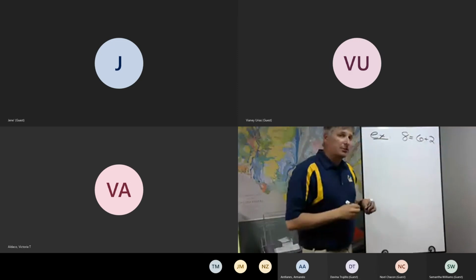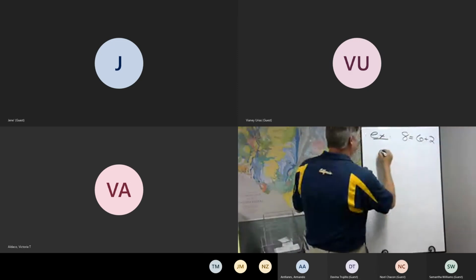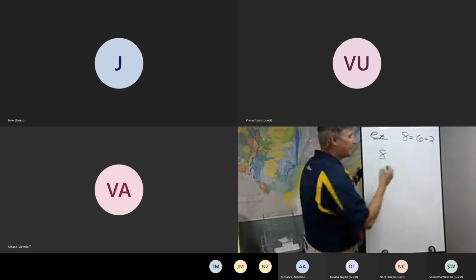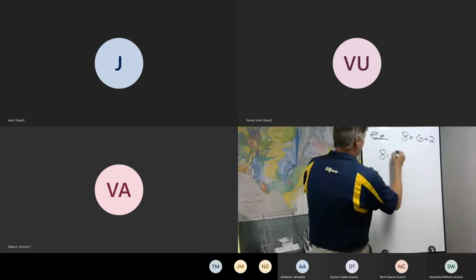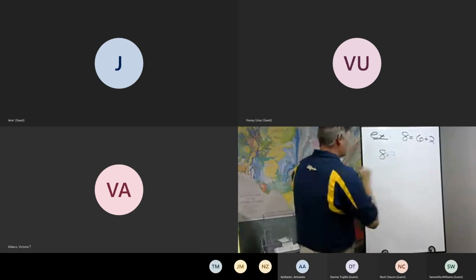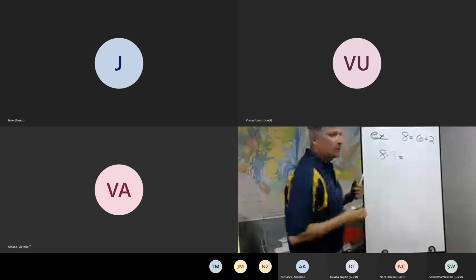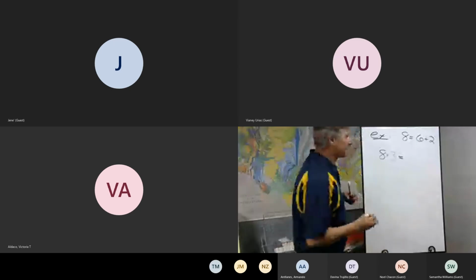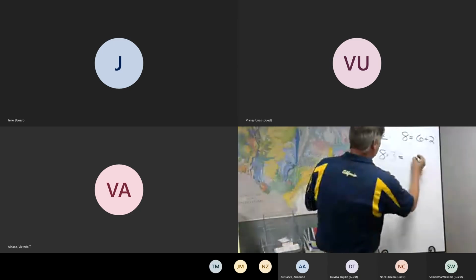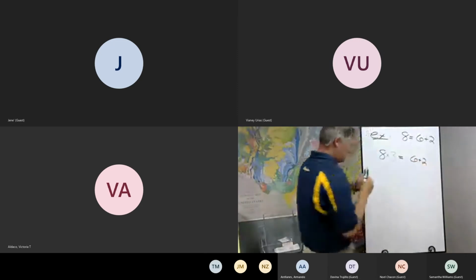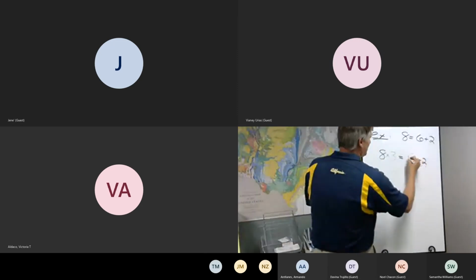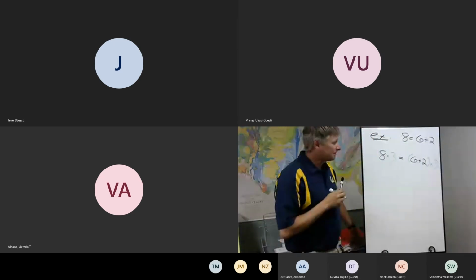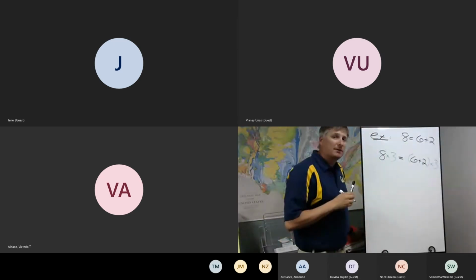So 8 equals 6 plus 2. We're going to multiply both sides by 3 times 3 equals, and remember, we're multiplying both sides. It's the sides that's going to matter. So we'll get 6 plus 2, but we're going to multiply the entire side by 3. We have to multiply the entire side.